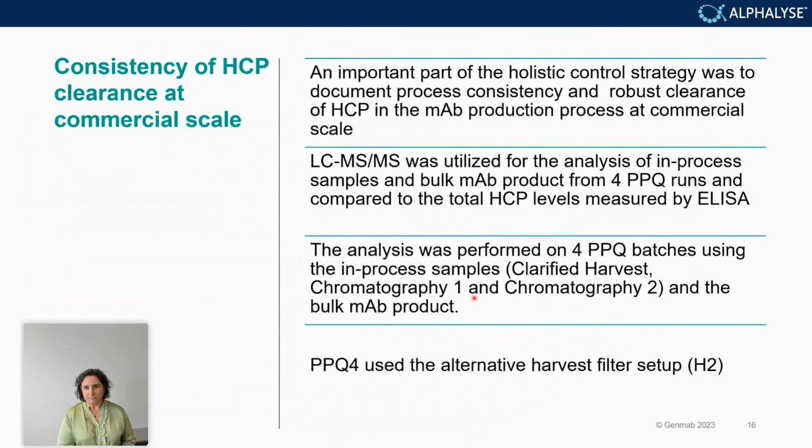So in this case, we again use LCMS, but we also compare to ELISA results on 4 PPQ runs. Again, we analyze the 4 PPQ runs using the in-process samples: clarified harvest, chromatography 1, chromatography 2, and at the end, the drug substance or bulk product. With the caveat that PPQ4 was the one that used the alternative filter setup.